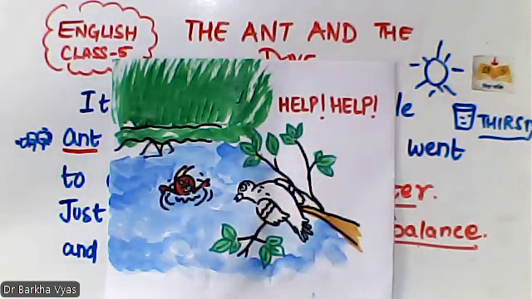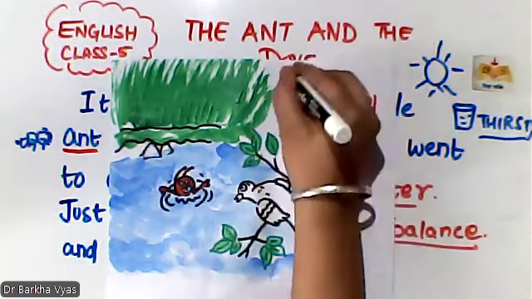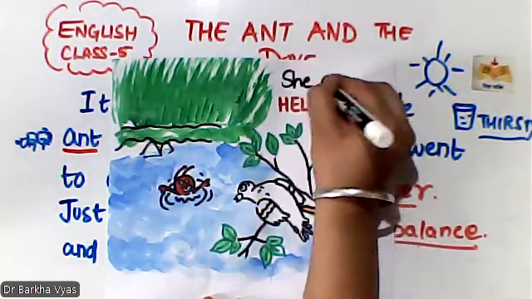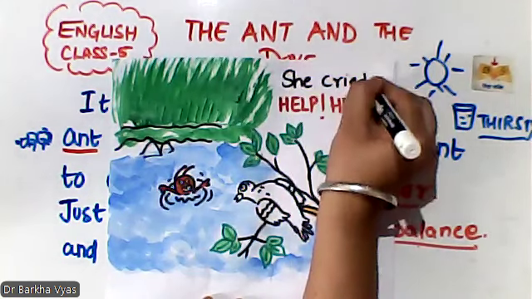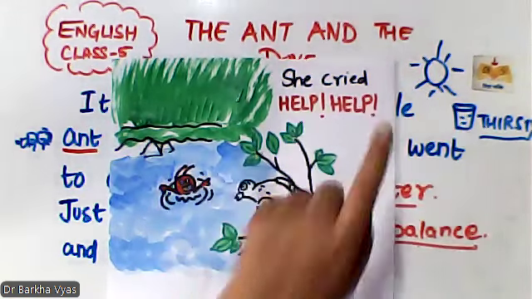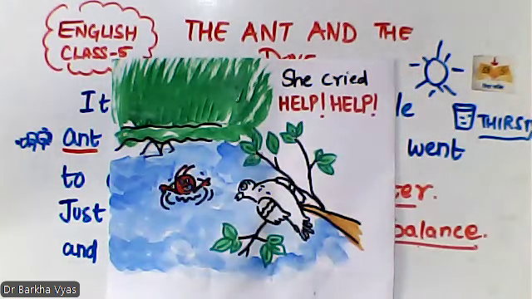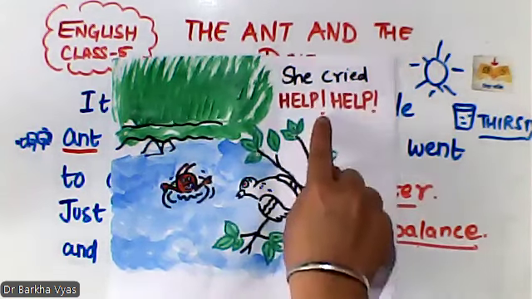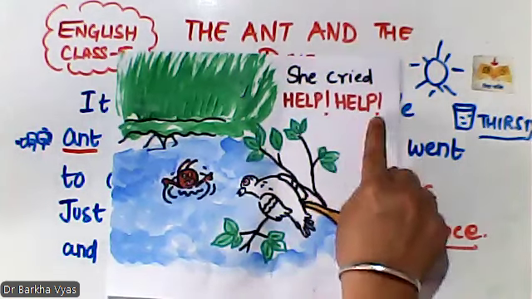What did the ant cry? She cried. Cried यानी कि रोना, चिल्लाना. She cried, "Help, help." Okay? Then what happened? Did you see here? There's an exclamation point here.